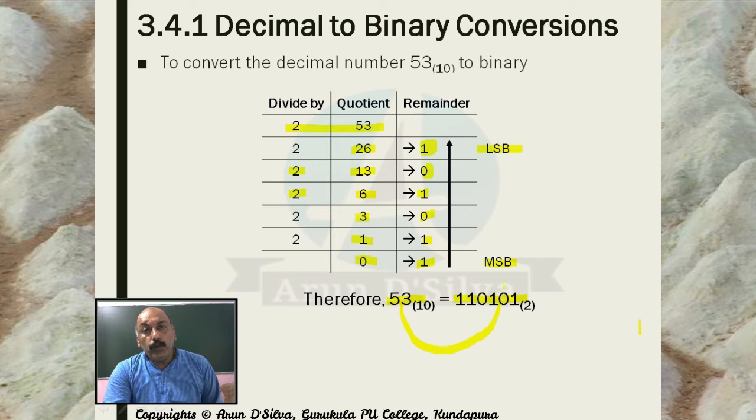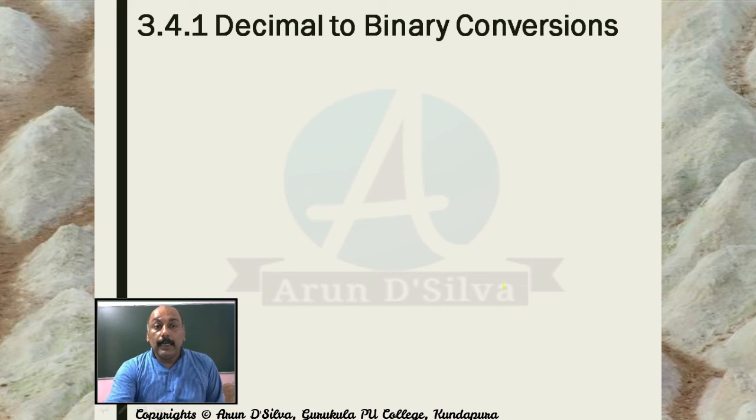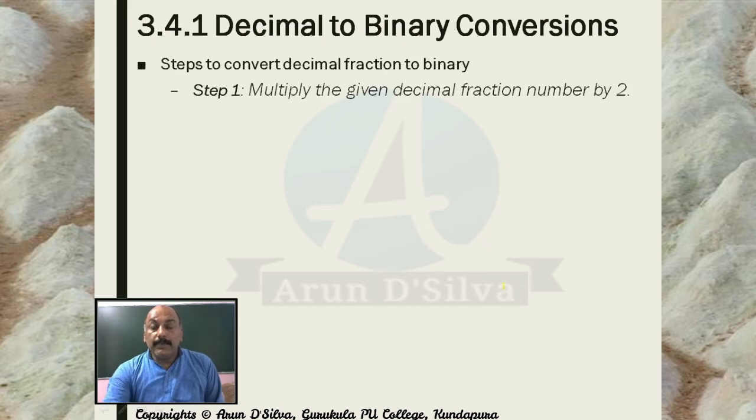How will you do the fraction numbers? Let me keep it in front of you. For a decimal fraction, how do we convert it into binary? We are following these steps. The first step: multiply the given decimal fraction number by 2. Instead of dividing, for the fraction we have to multiply by 2.